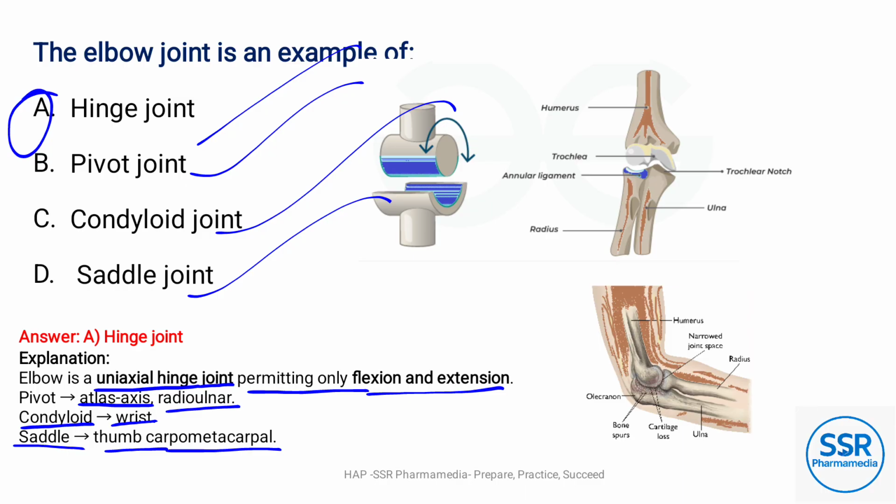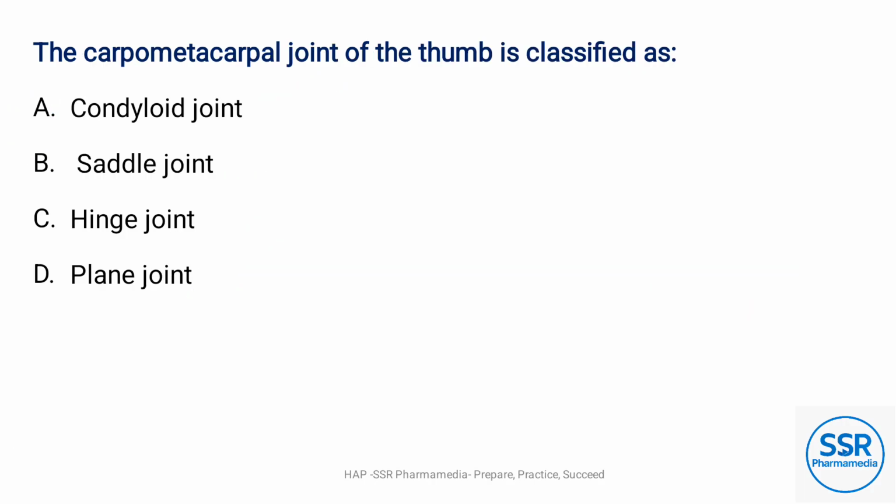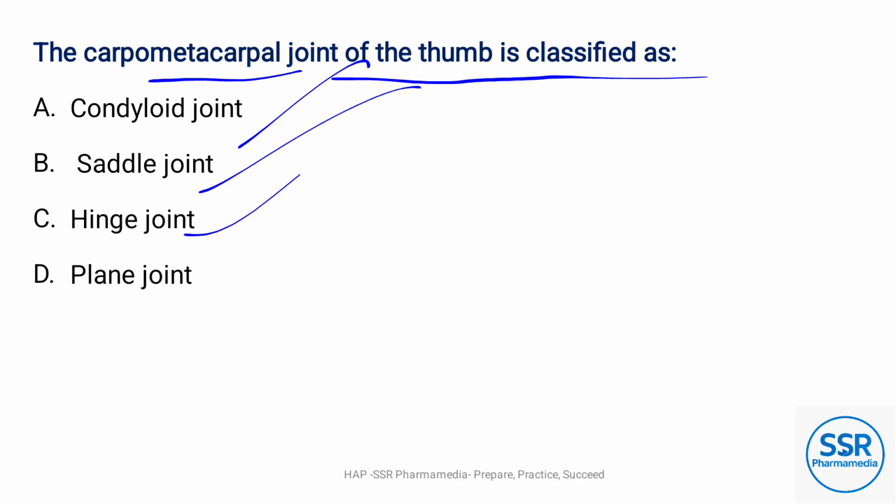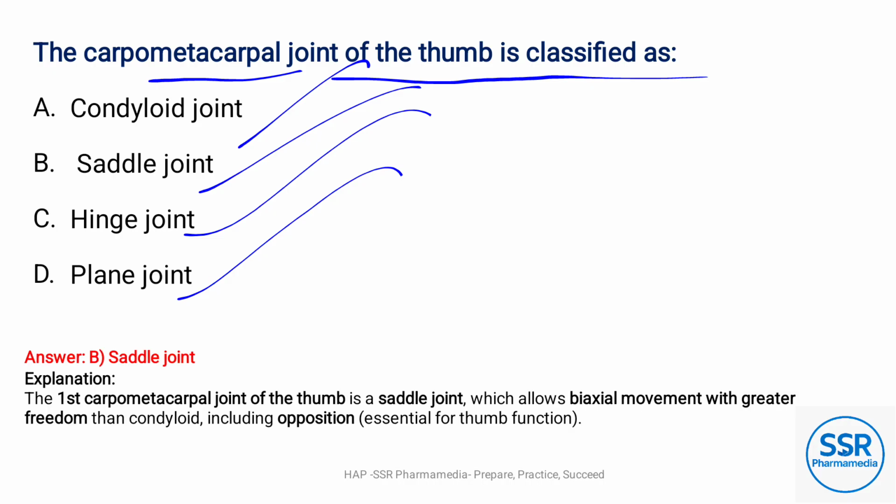If you see this, a hinge joint is uniaxial only in this area, involving flexion and extension movement. The carpometacarpal joint of the thumb is classified as option A condyloid joint, option B saddle joint, option C hinge joint, option D plain joint. So the answer is option B, saddle joint.